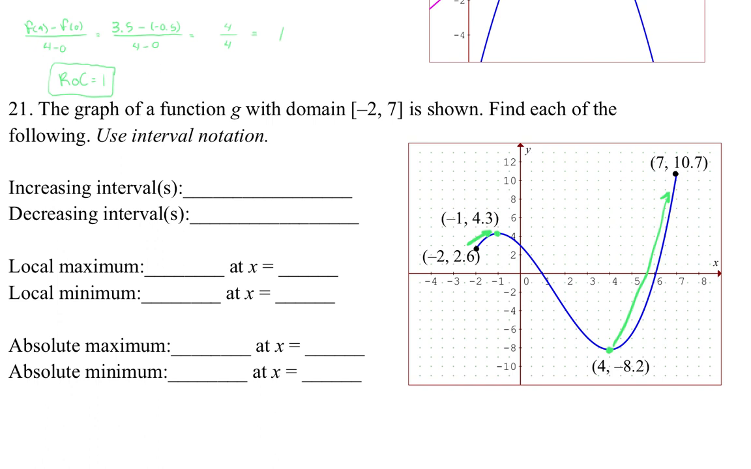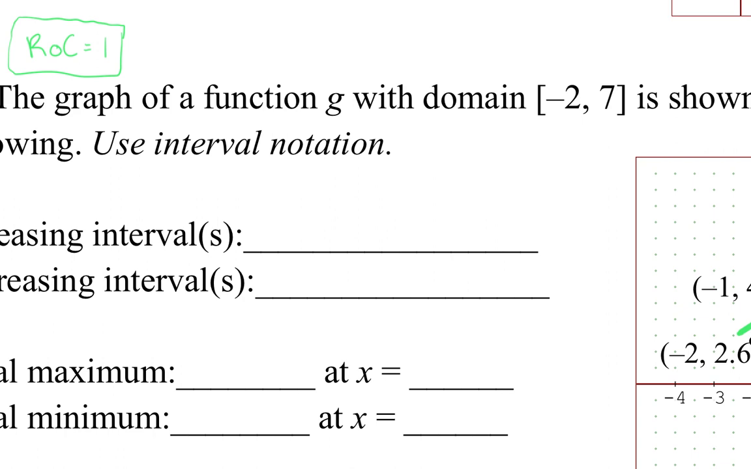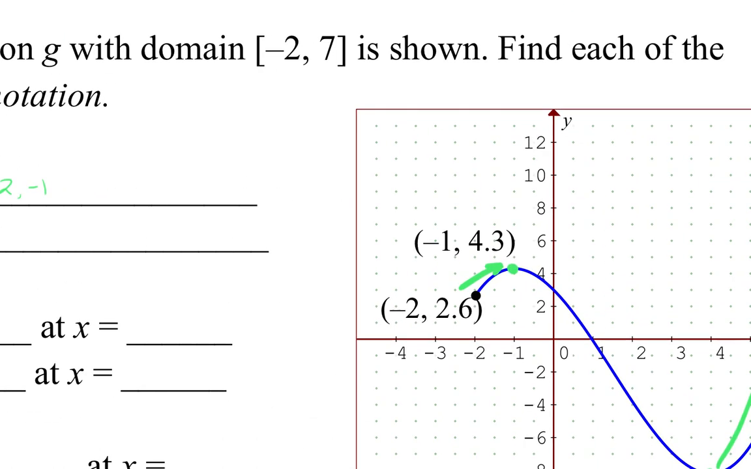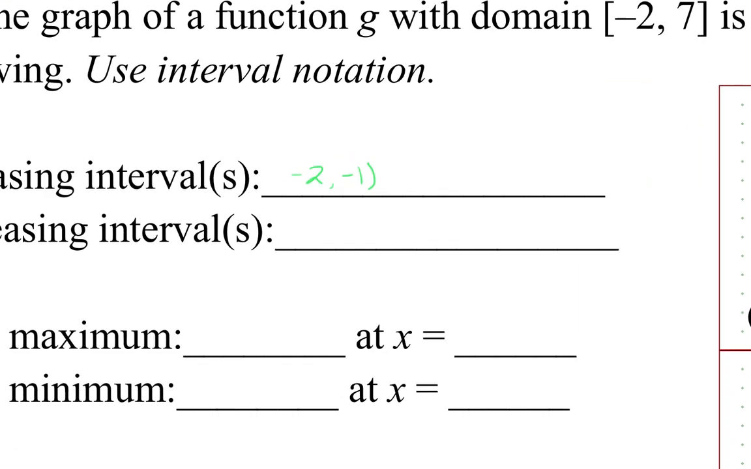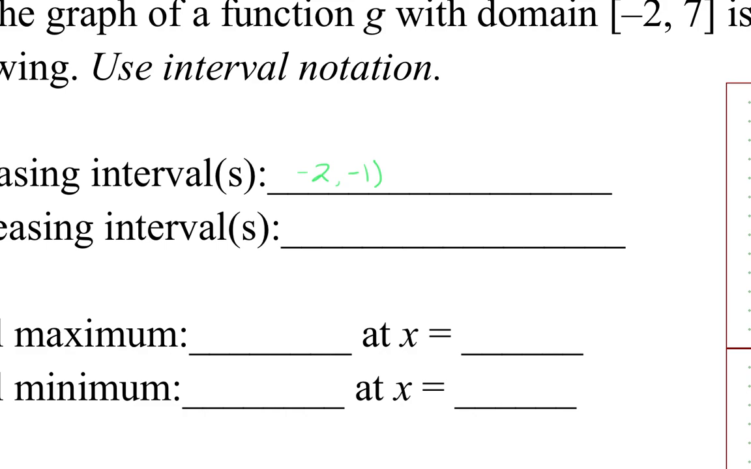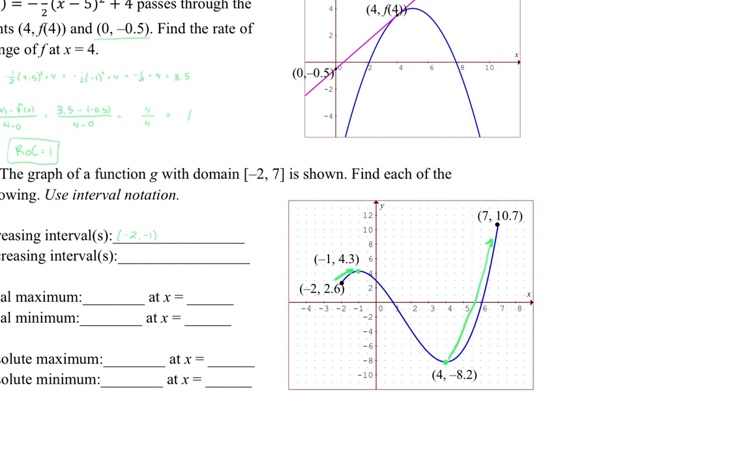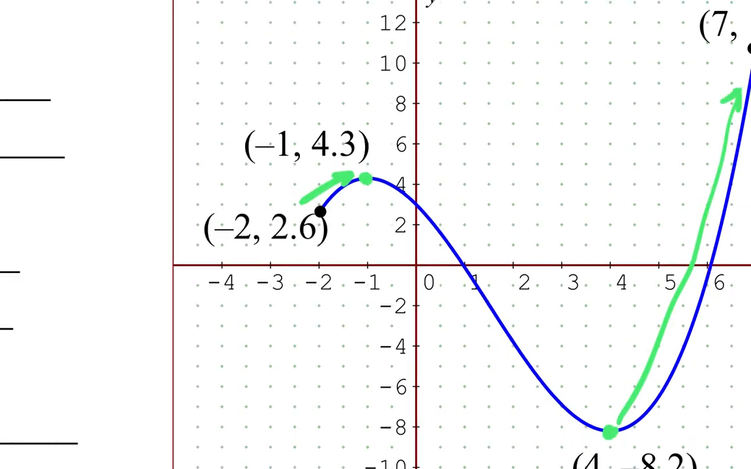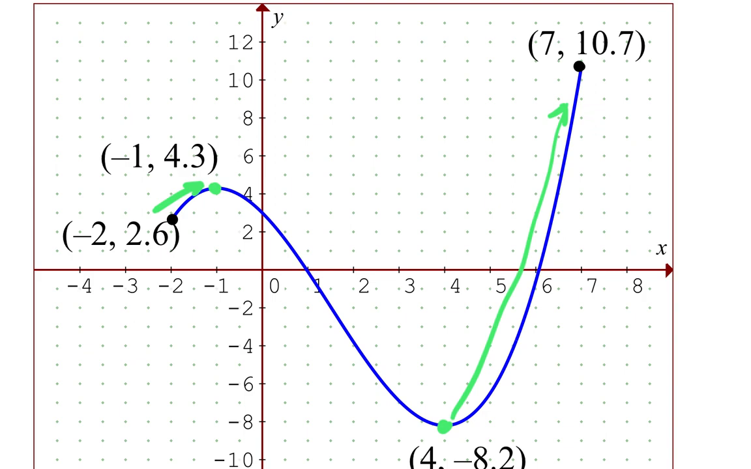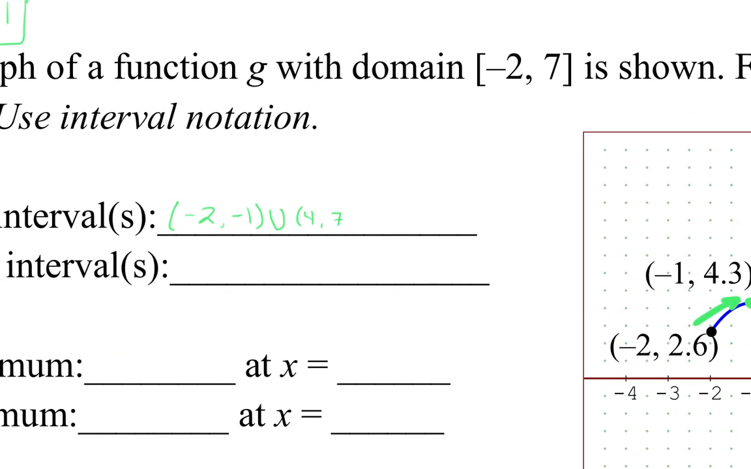So on our curve, we're going from negative 2 to negative 1. Now, we already know that our local maximum is not going to be included, but because this is an interval, we also are not going to include our endpoints. And then we're going to include a union from 4 up to 7. 4, again, local minimum, so it's not going to be included. And since 7 is an endpoint, that will not be included either.